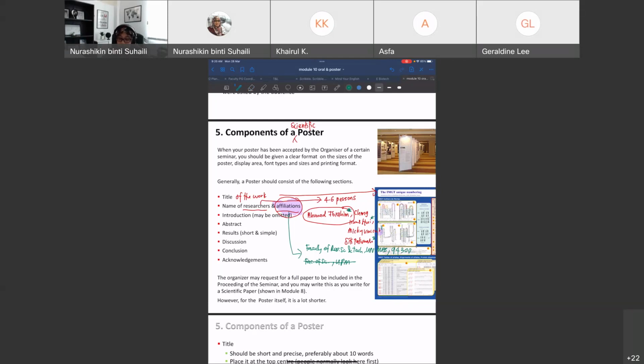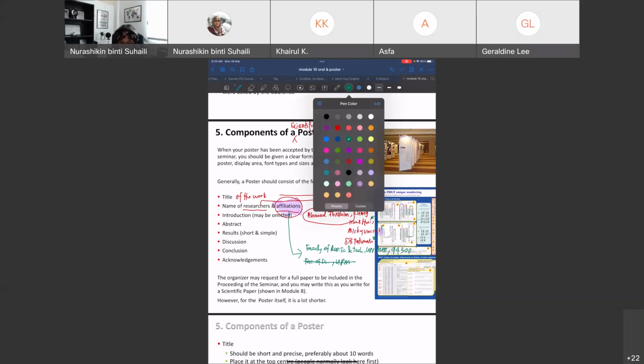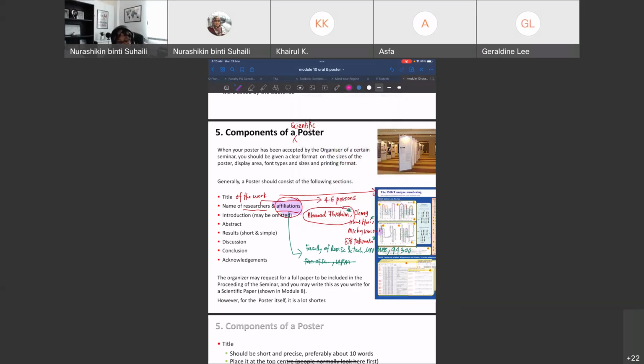Another section is introduction or abstract. These two sections could be optional, meaning that normally people would include an abstract, so they would not have the introduction in the poster. On top is the title, the name, affiliation, right? And this section normally is the abstract. But the first section is abstract.